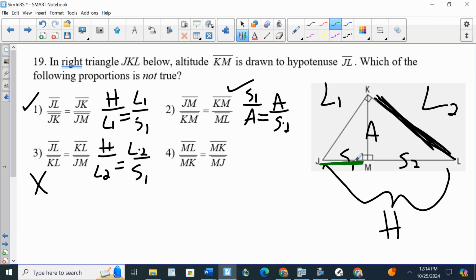That's not correct. Let's go through choice 4. ML is S2 over MK is A, equals MK is A over MJ is S1. That's a correct SAS. They're all correct except for choice 3.